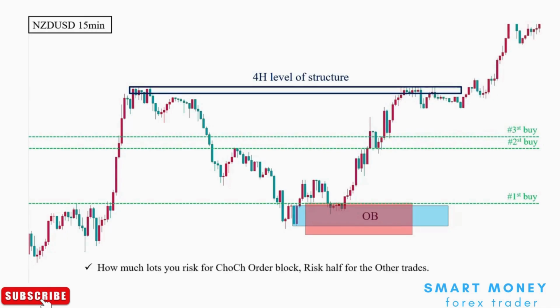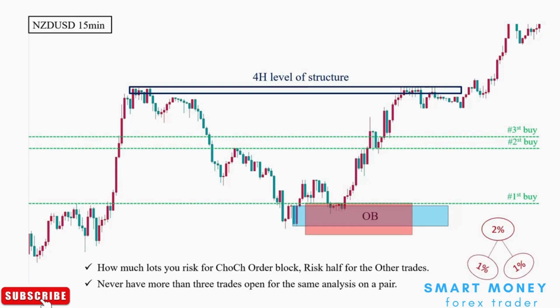Also, keep in mind that whatever position size you risk for the change of character, for the other order blocks you need to risk half of the size on the following trades. Also, never have more than 3 trades open for the same analysis on a pair.